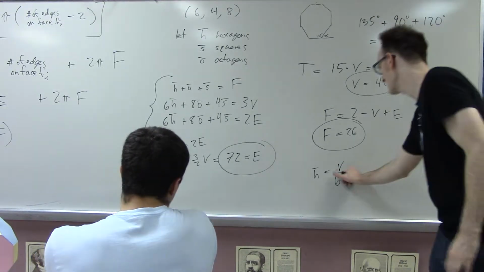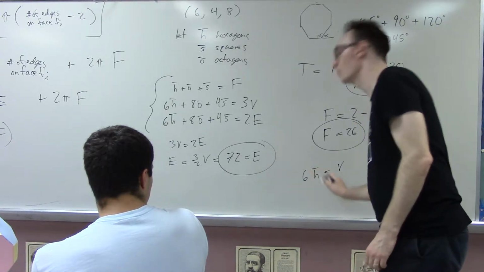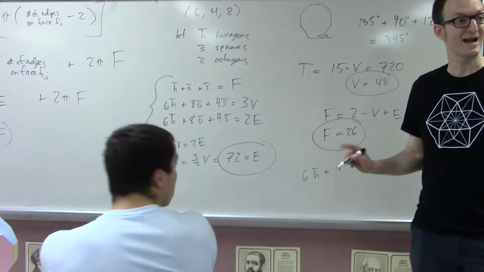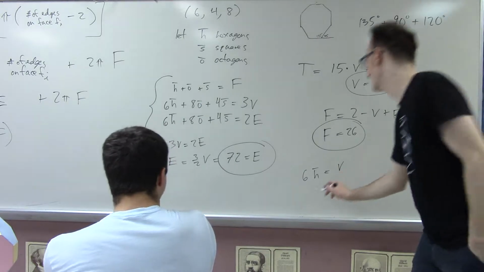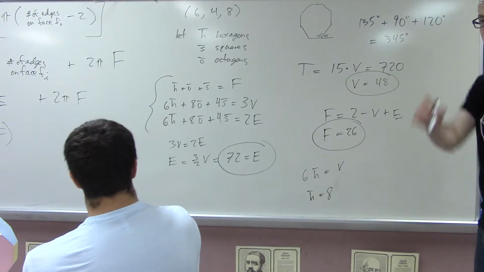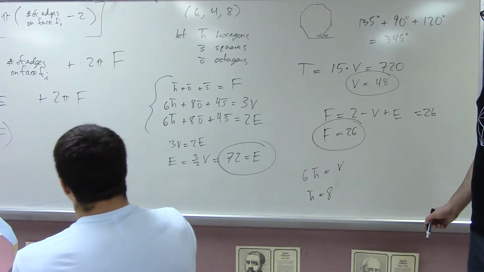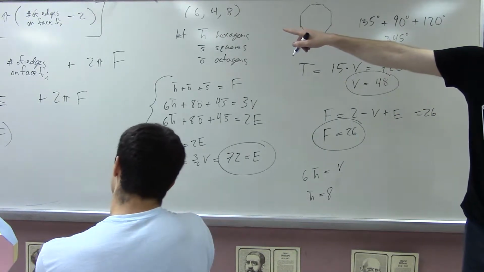Maybe it's clear if we say it like this: if you take the number of hexagons times 6, then that counts every vertex exactly once. Agree? So then H is 8. There must be 8 hexagons. And yes, question: How did you know that T is always 720? That's the theorem. T is 4 pi.